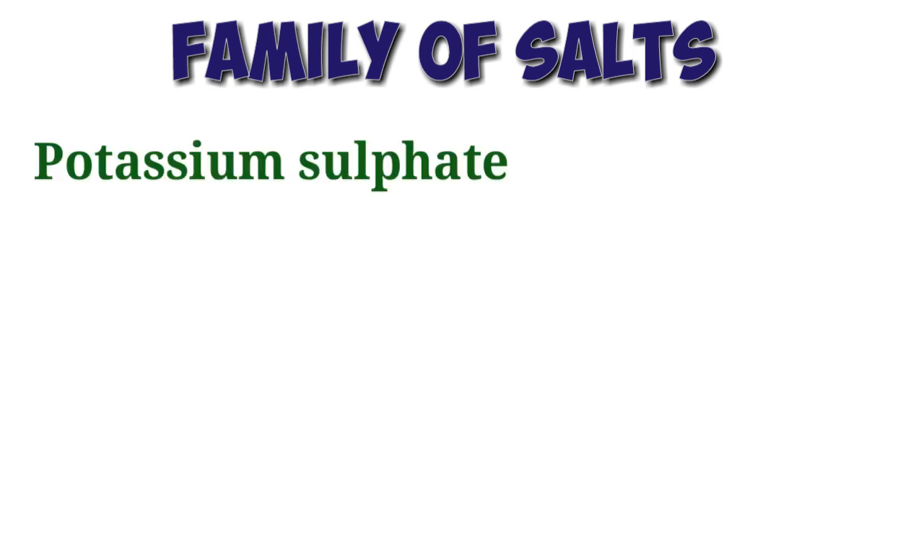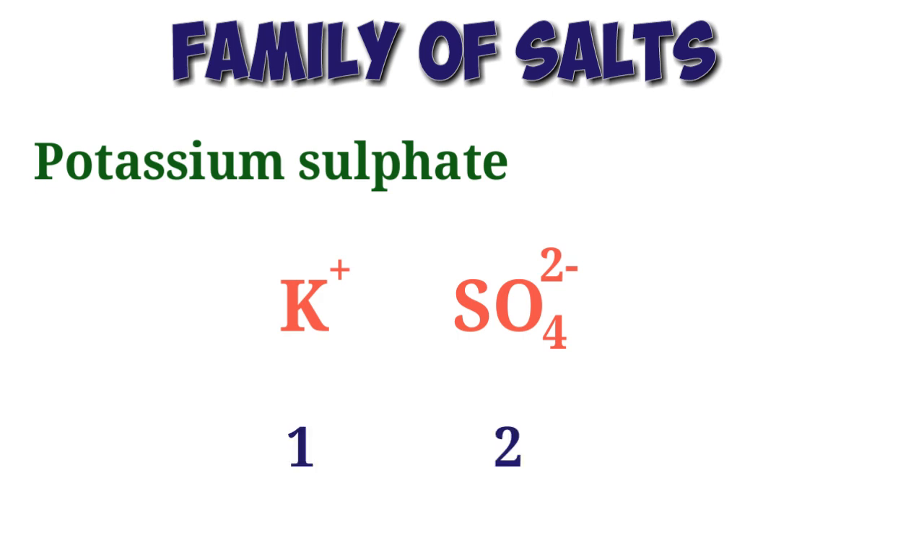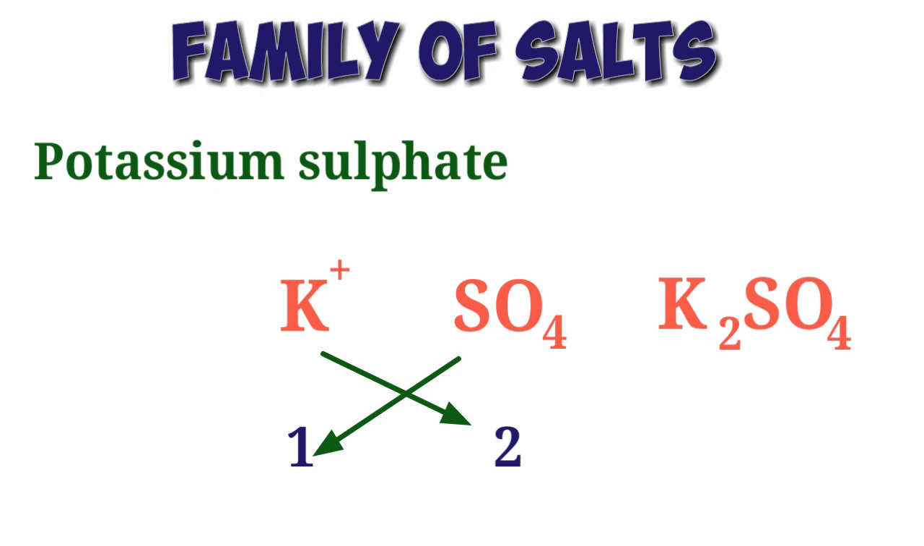Next, finding out the acids and bases from which a salt is formed. We take one salt, potassium sulphate. How can we write the chemical formula? For that we have to know the ions. Here, the potassium ion, that is K+, and the sulphate ion, that is SO4 2-. Writing their valencies at the bottom, the valency of potassium is 1 and of sulphate is 2. Crossing over, we get K2SO4 as the chemical formula of potassium sulphate.